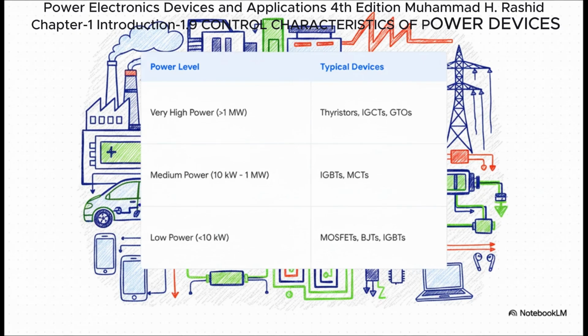Are you working with huge megawatt-level industrial drives? Yeah, you're probably going to be looking at thyristors, maybe GTOs. What about a medium power application, say the tens to hundreds of kilowatts for an electric vehicle inverter? That is prime IGBT territory. And for all the low power stuff, anything under 10 kilowatts, your phone charger, your computer, the MOSFET is king.